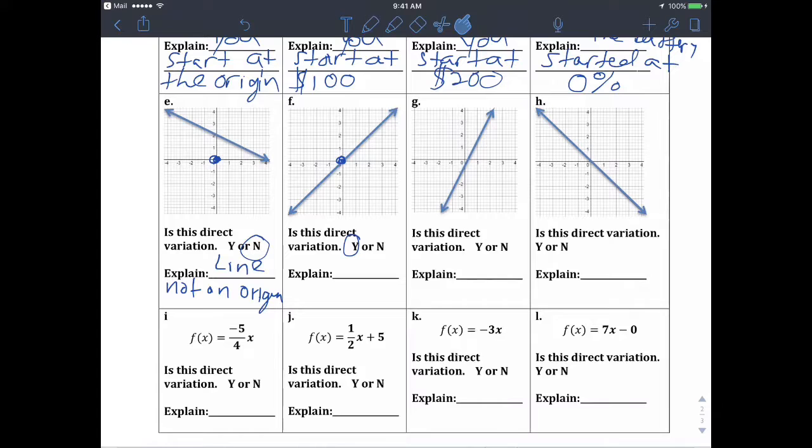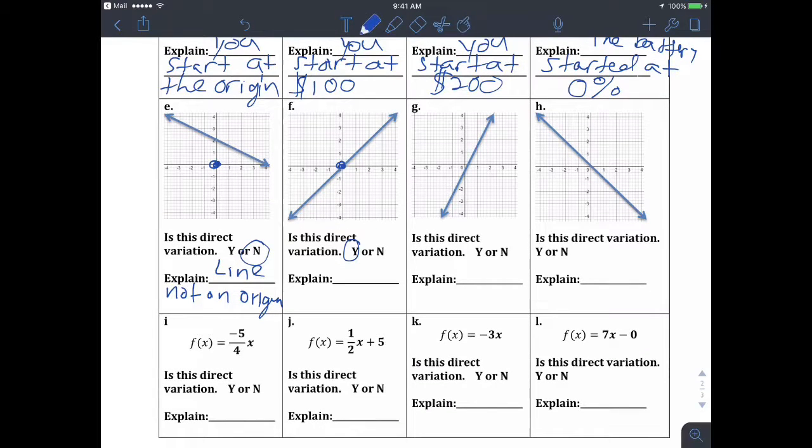For this one, since you do not have a plus anything over here, you technically have plus 0. You're going to say yes because you don't have a number after the x. For this one, you'd say no because you do have a number after the x. So go ahead and do those, and then we'll go over it.